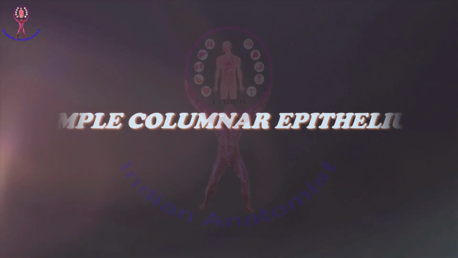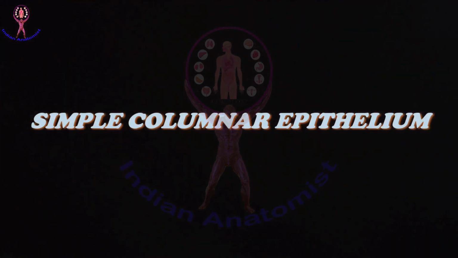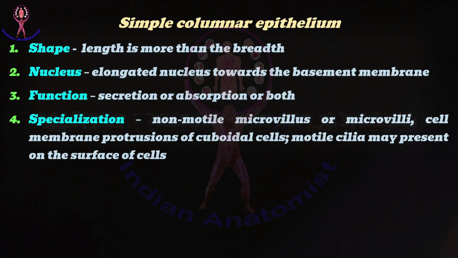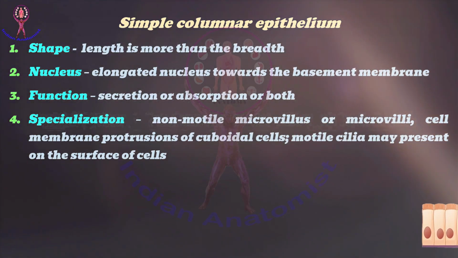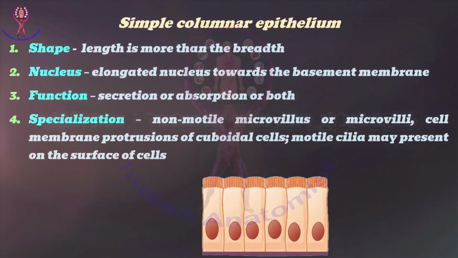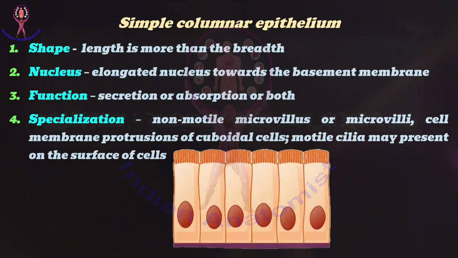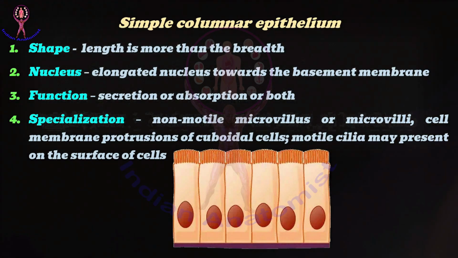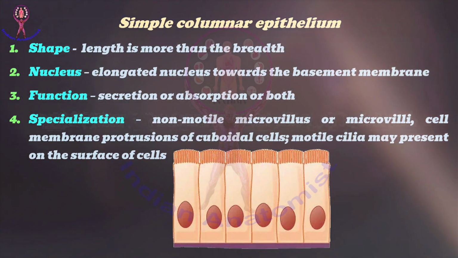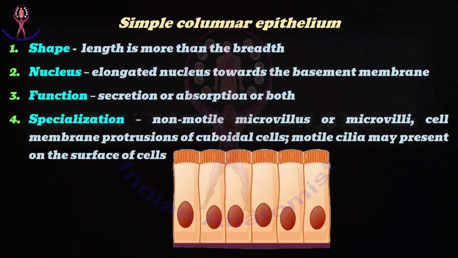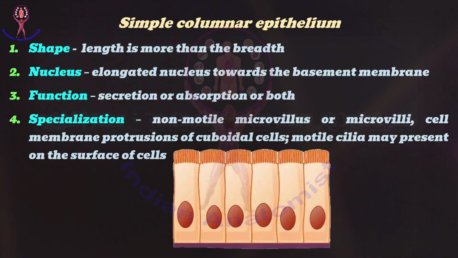The next form of simple epithelium is known as simple columnar epithelium. In this morphology, the length of the epithelium is greater than its breadth, resulting in a columnar shape. The nucleus of the columnar epithelium is elongated and positioned near the basement membrane, without direct contact. The main function of the simple columnar epithelium is to perform secretion, absorption, or both.